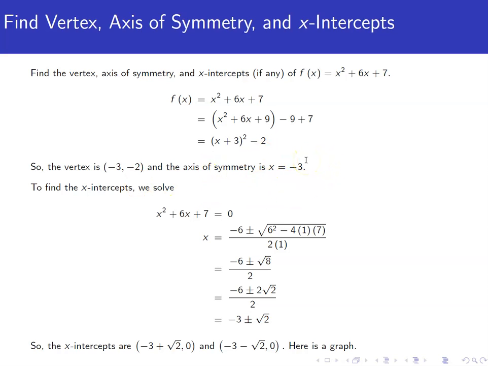Axis of symmetry, remember that's the vertical line that passes through the vertex. Since the x-coordinate is negative 3, the axis of symmetry will be x equals negative 3.